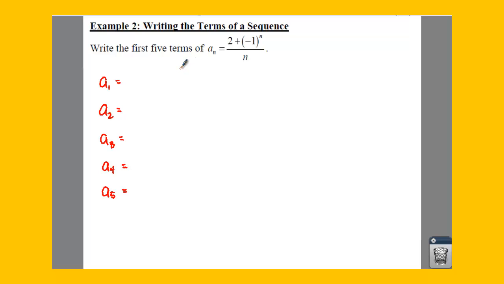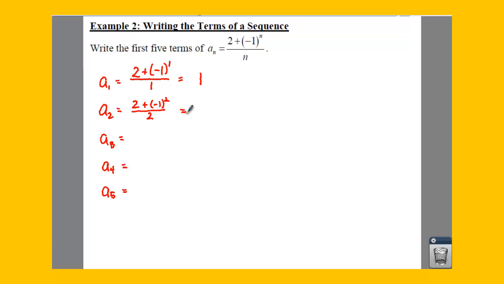Alright, so for example 2, we're going to do the same thing we just did in example 1, where it's just a little bit uglier sequence, but that's okay. Remember, everywhere you have an n, you just plug in a 1 for your first term. So if we say 2 plus -1 to the n over n, which would be a 1, so let's maybe change this to a 1. There we go. So you simplify this, you get 2 plus a -1, which is 1, over 1, which is 1. For the second term, you put 2 plus -1 squared all over 2.